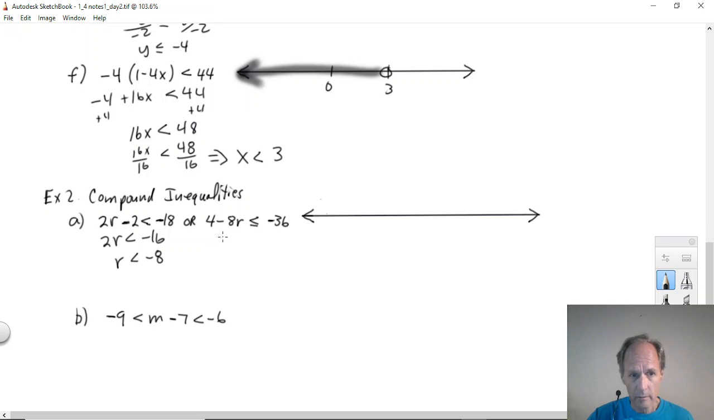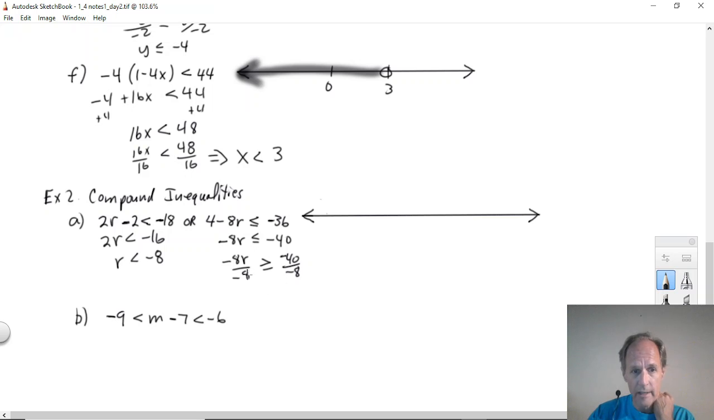Subtracting, I mean on the other side of the OR, subtracting 4 from both sides. On the left you get negative 8r because the 4 is gone. On the right you get negative 40. And so now we're going to divide both sides by negative 8 to get the r by itself. And we will remember we have to reverse the sign in this situation.